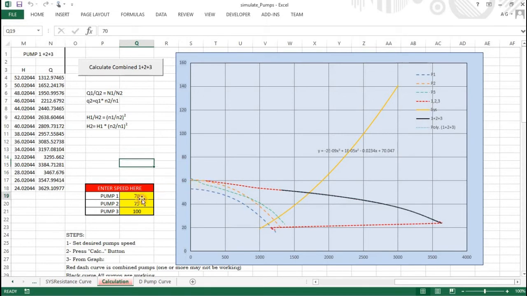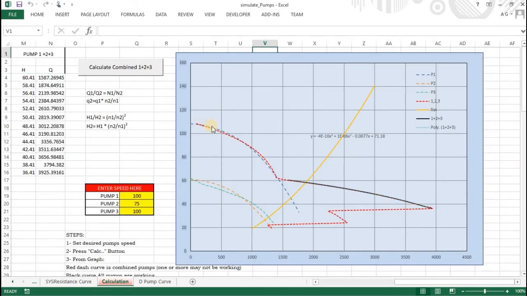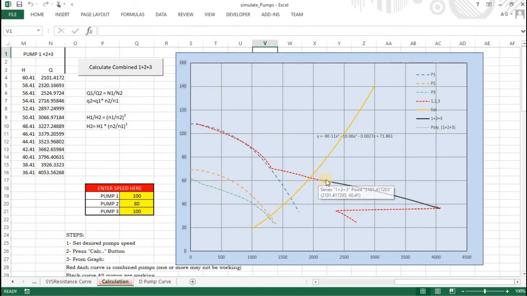So if it's only one of them, like say this guy is 100% very far away, and so you run across the pump 1, and then pump 2, let's say this is 80%. So pump 2 is here. So you can see now pump 1, we follow pump 1, and then between those 2 values, you have pump 1 and 2. Now pump 3 comes into effect starting from this point, and the black line is pump 1 and 2 and 3 are operating.